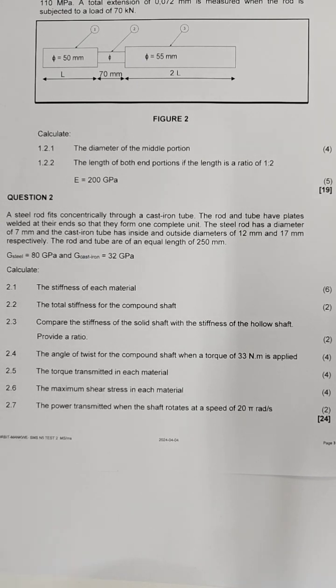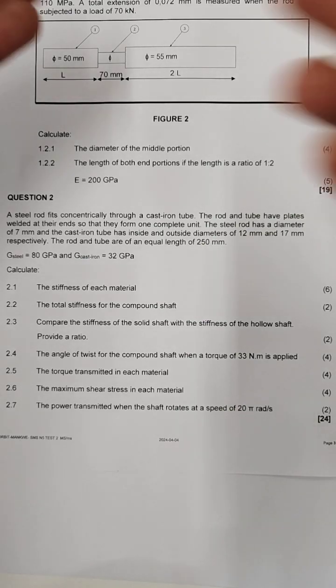So the compound shaft is just referring to a shaft made of more than one material, or made from different cross-sectional areas. It can be the same material but different cross-sectional areas like this. Then we're going to call it a compound shaft. You can also call it a stepped shaft.